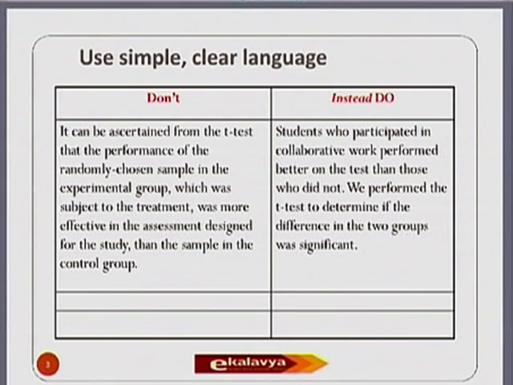This is a slide from Sahana actually, and she has given examples here again. You have a certain statement here; most people have used this kind of writing: "It can be ascertained from the t-test that the performance, etc., etc." But on the other side, you have a statement which is very clear. The most important thing is that it is in the active voice, as I will be talking about the voice later on, but let me bring it to your notice here that it is in the active voice, which immediately creates an impression that the writer has done this particular research and is not quoting somebody else.